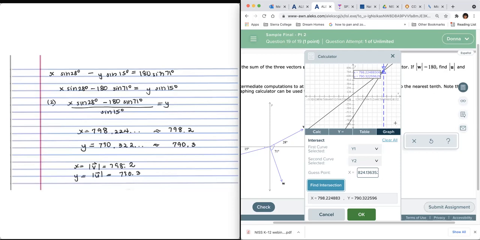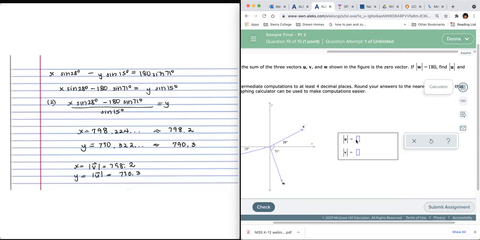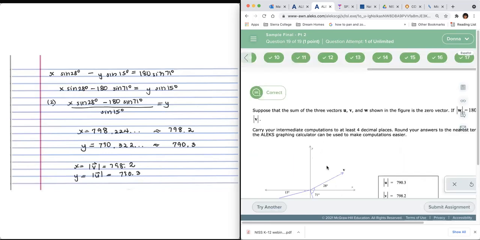So let's go ahead and check our answers. U was 790 point 3. U is written first, so they probably let that be X. It turns out it doesn't matter. You're still going to get the same values, so 798.2 is going to represent the magnitude of V. It might be easier to keep it straight: yeah, let X be U, keep it in alphabetical order. All right, and let's check our work. Woohoo, and we got it correct.